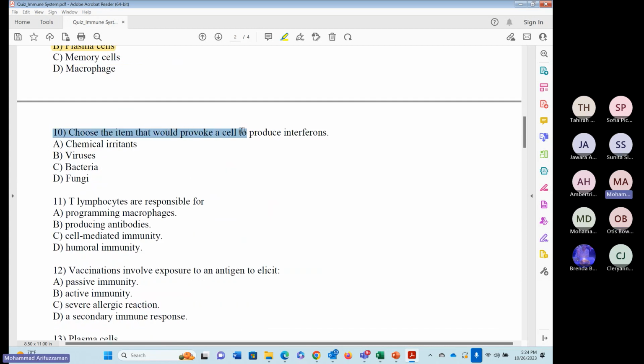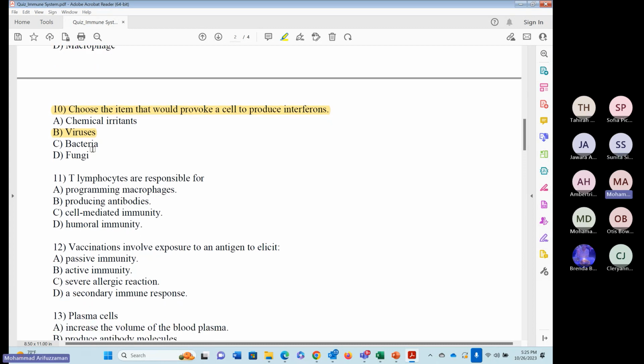Choose the item that would provoke a cell to produce interferon. Interferon is a protein produced by the lymphocytes. Viruses. So it is a virus, correct? Yes. So this interferon is a very important protein that inhibits viral replication. Virus cannot replicate within the host cells. So what is bacteria? The bacteria is the microorganisms, and these are unicellular organisms.